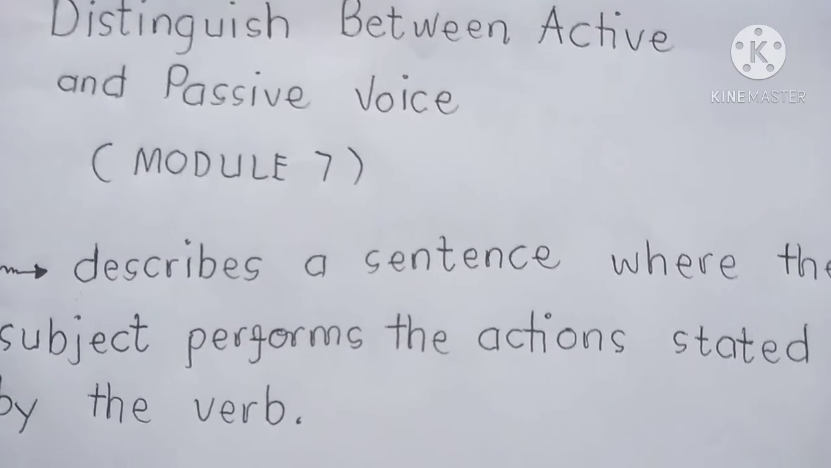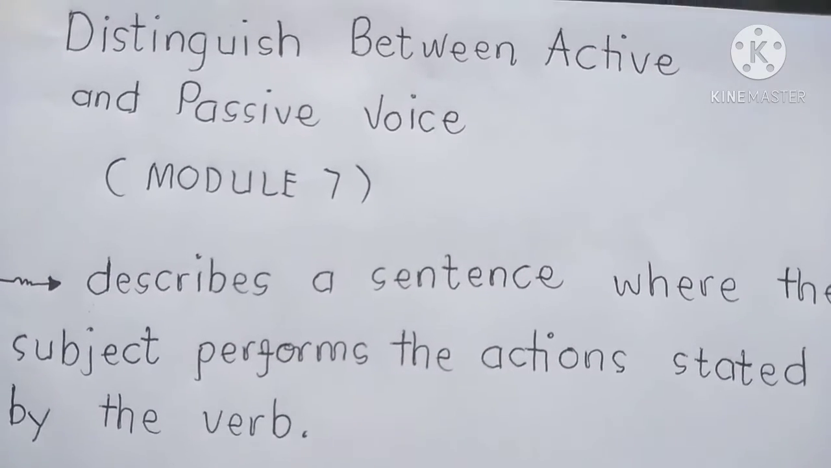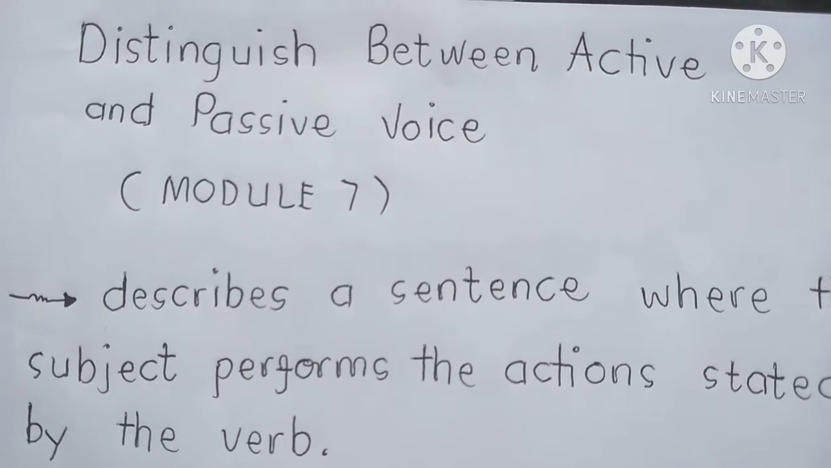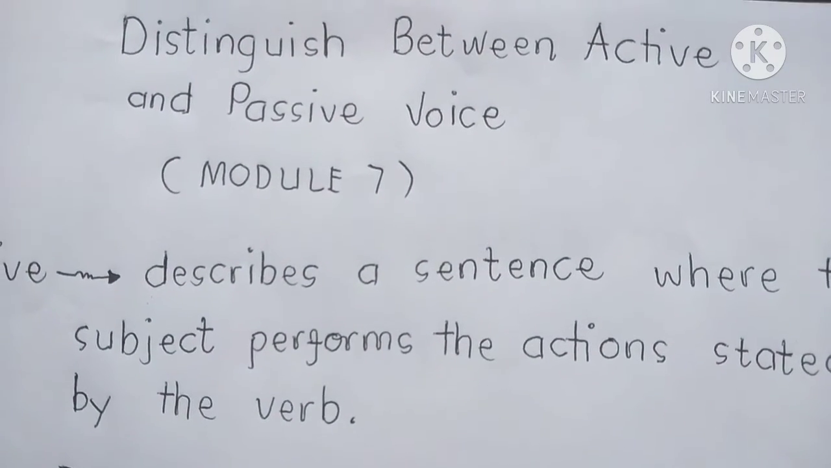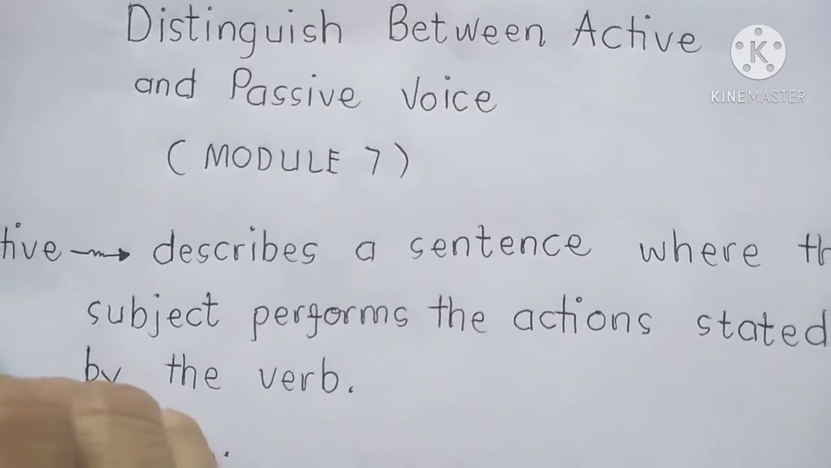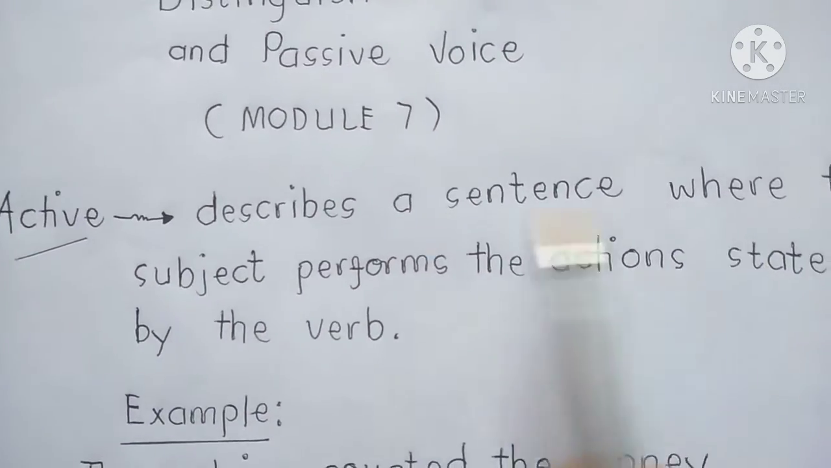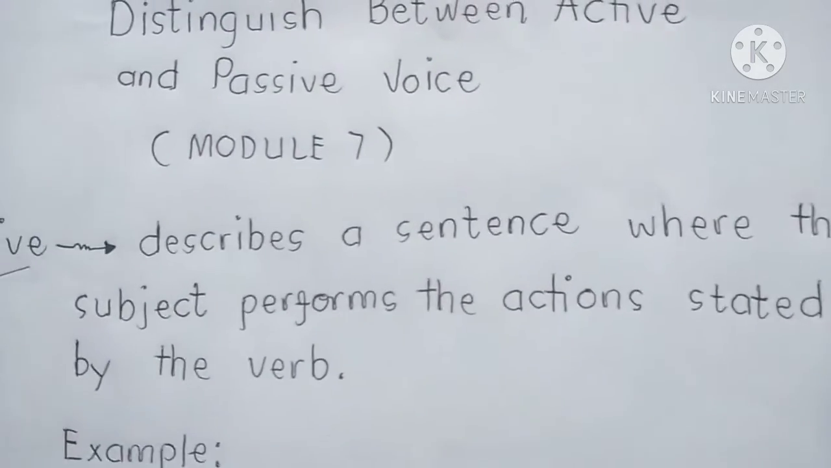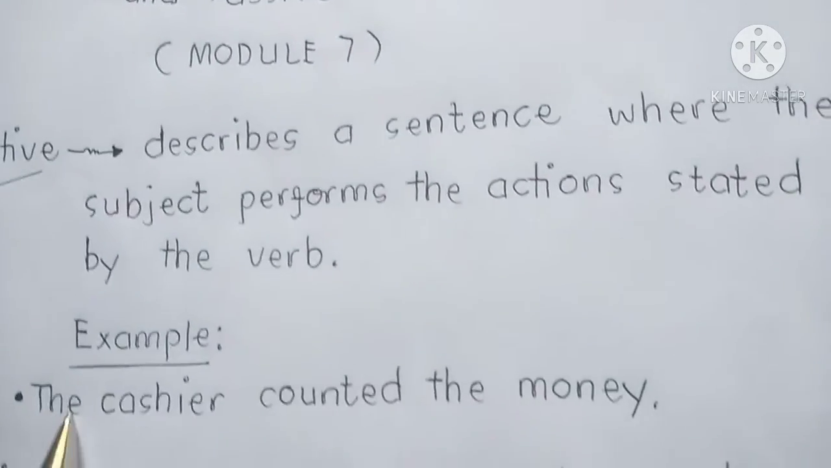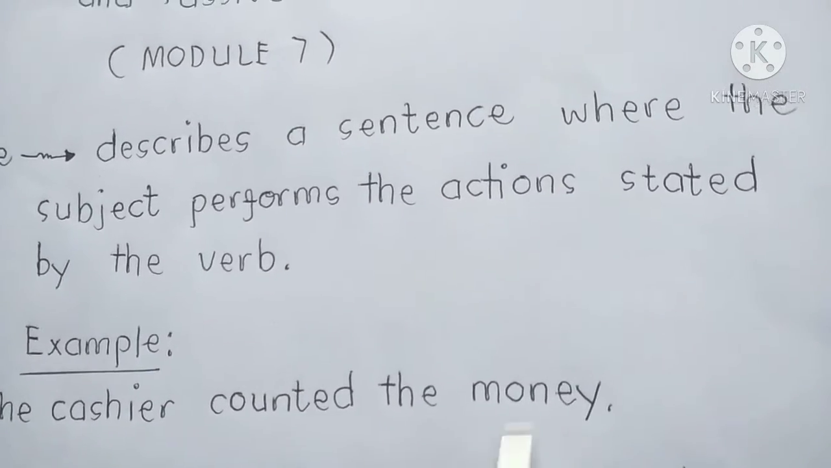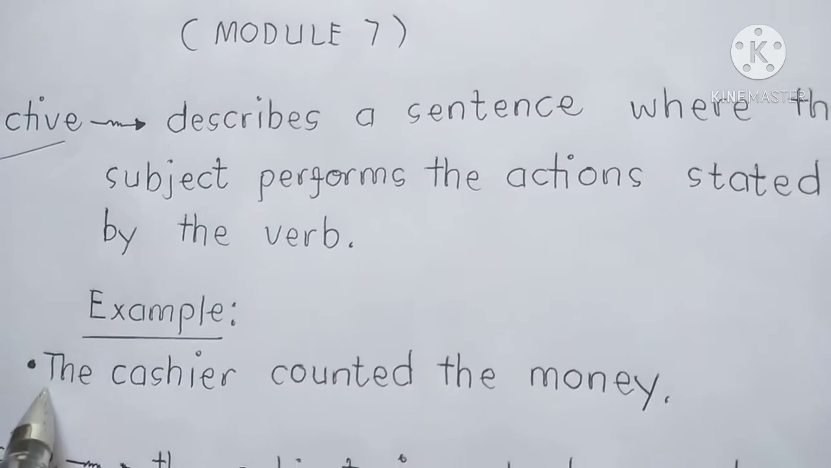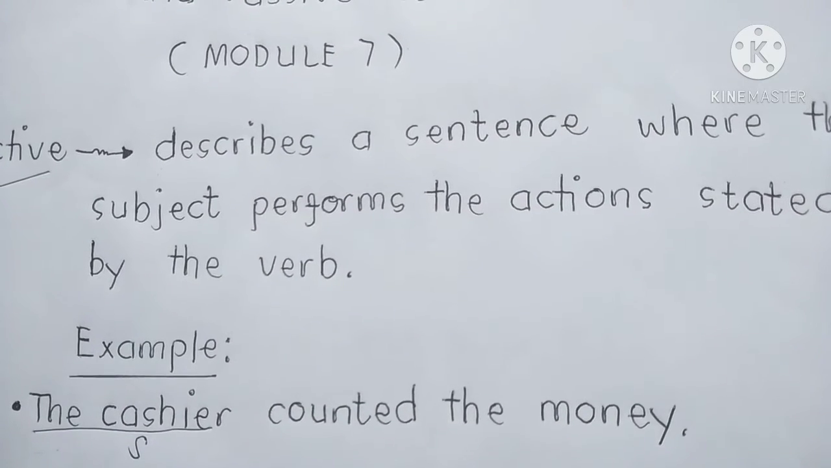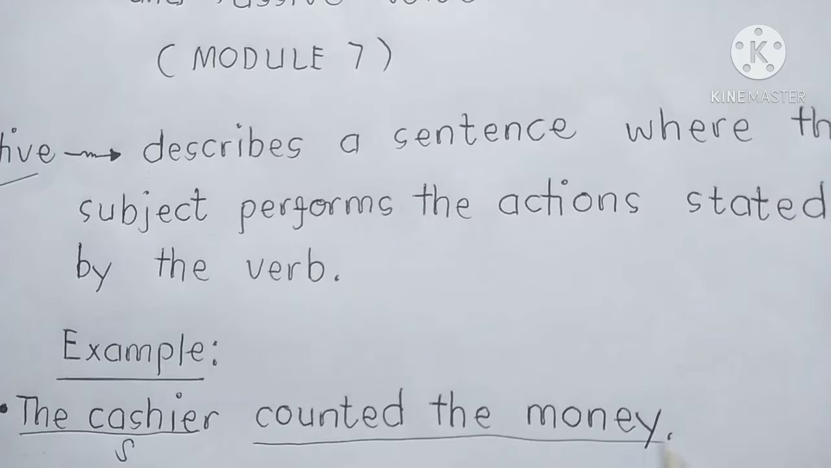Welcome back to Ram's tutorial educational channel. Today, guys, we're going to discuss how to distinguish between active and passive voice. When we say active, it describes a sentence where the subject performed the actions stated by the verb. Example: the cashier counted the money. So we're talking about the cashier. Cashier is our subject. Okay? Counted the money is our predicate.